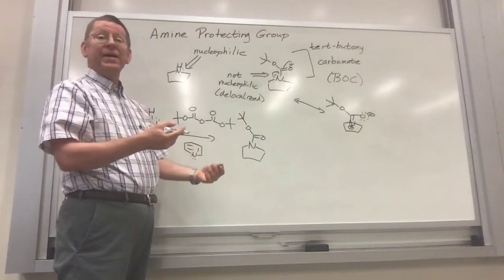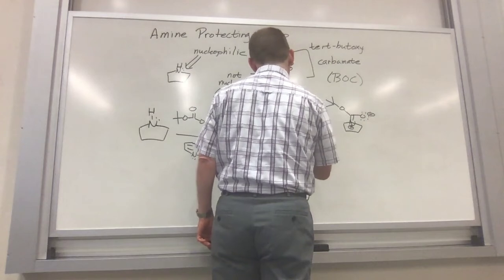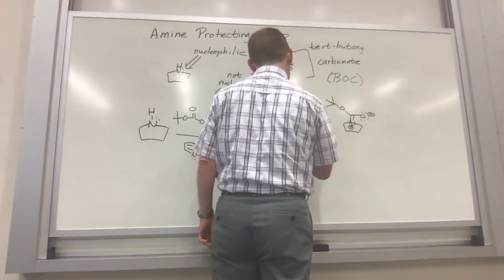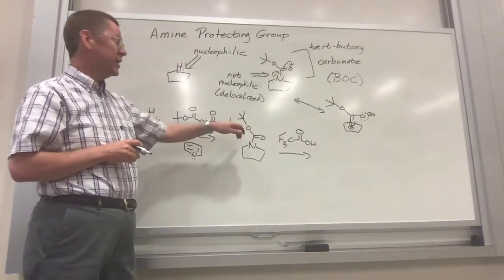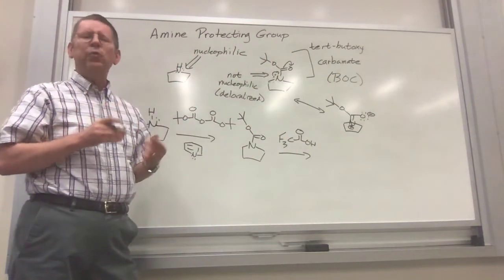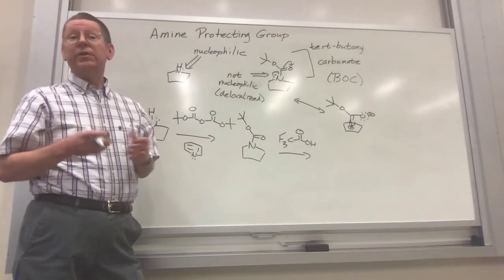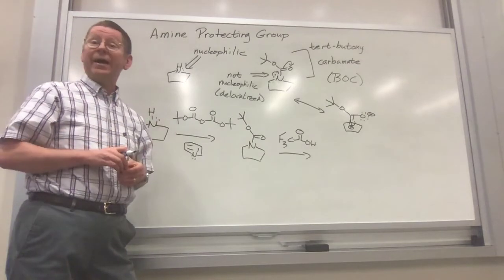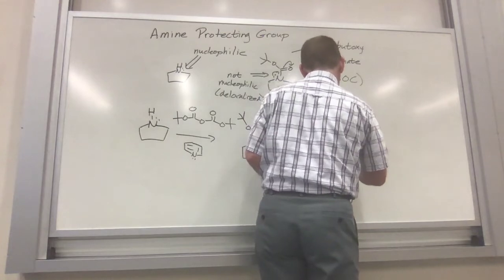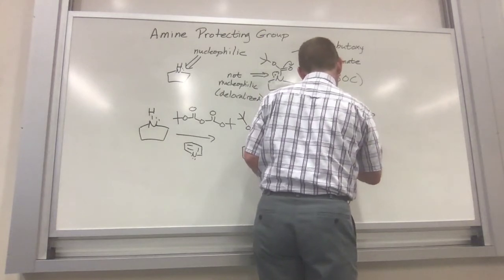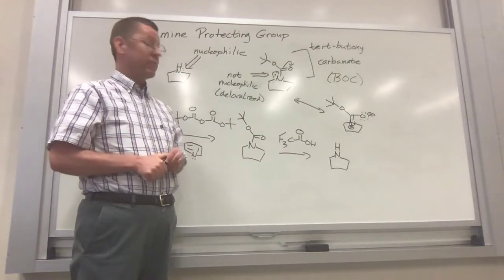But when we're ready to have our amine again, we simply treat this with trifluoroacetic acid, so a somewhat stronger carboxylic acid. This does effectively an E1 type elimination. I'm not going to worry about the mechanism. If you'd like to know about it, feel free to ask. I'll be happy to walk you through that. But the bottom line is we'll remove that Boc protecting group and get back to our free amine.